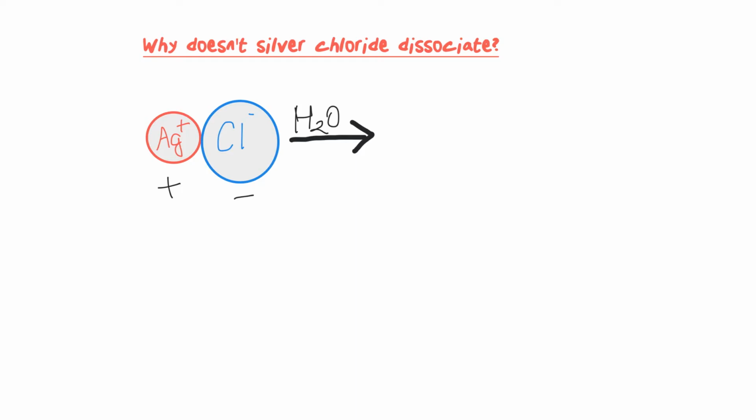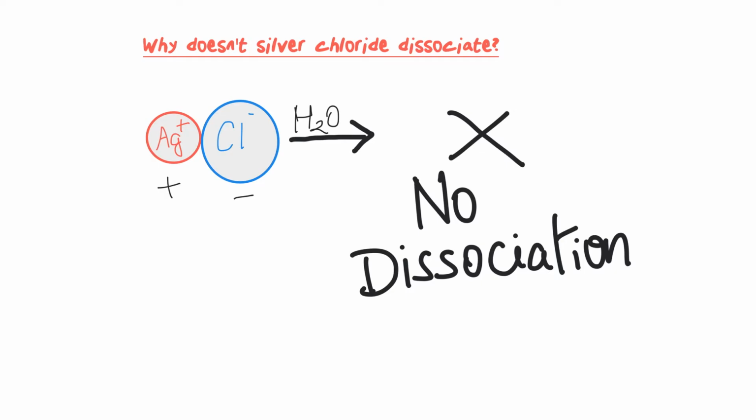You do not break this bond, and so this stays intact, and as a result you have no dissociation. Okay, and so what do we take away from this? We can be confident in saying that if an ionic compound wants to dissolve in water, then it must dissociate. Okay, so dissociation equals solubility. No dissociation means no solubility.